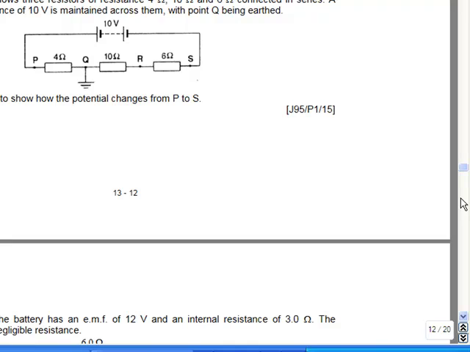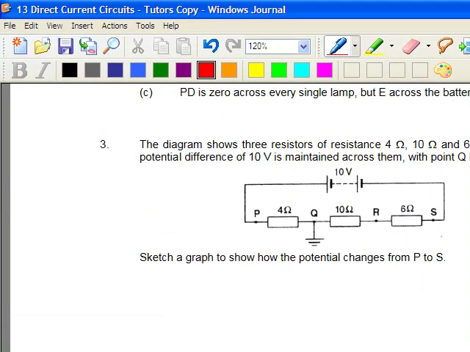Okay, there are 3 resistors and a battery. The PD is maintained across this, with point Q being Earth. Sketch a graph to show how the potential changes from P to S. Looking at this diagram, what can you tell me?